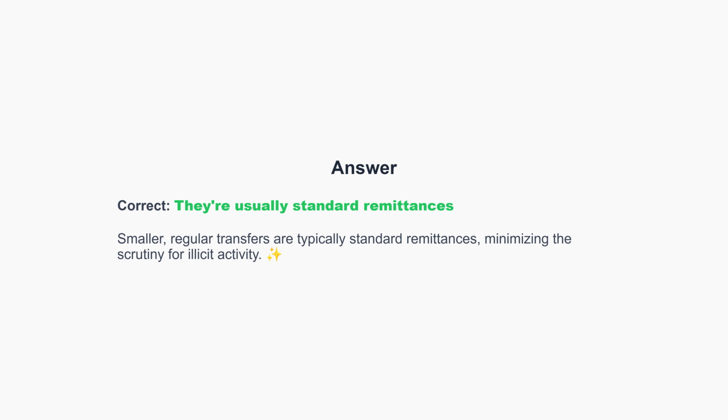The correct answer is C. They're usually standard remittances. Smaller, regular transfers don't raise suspicion because they align with normal remittance patterns and are not generally associated with illegal activities.